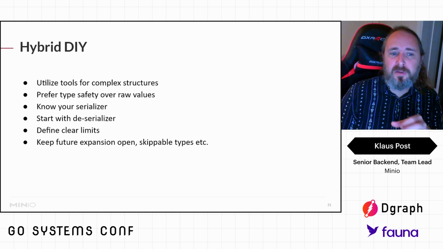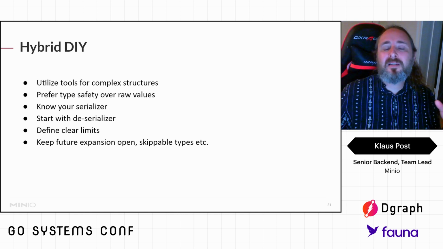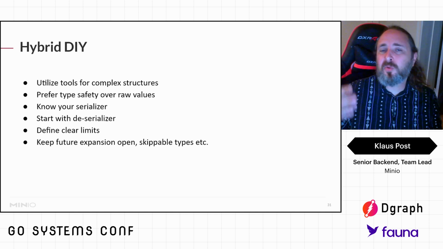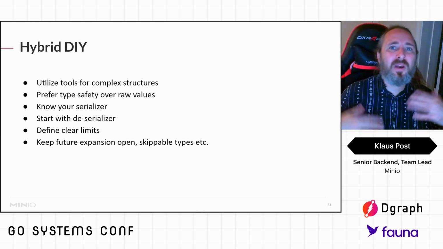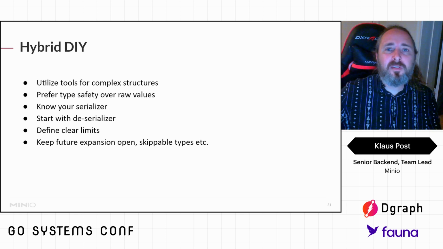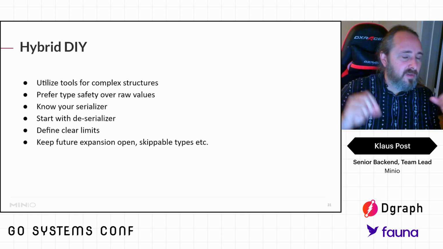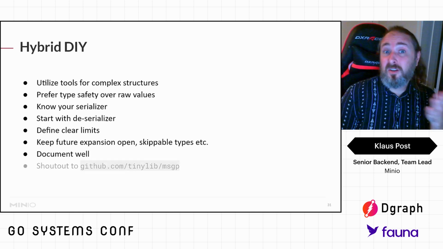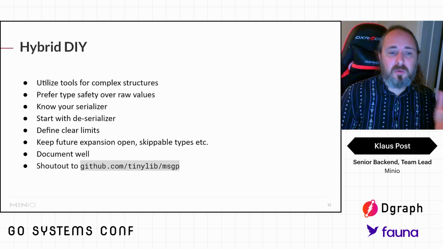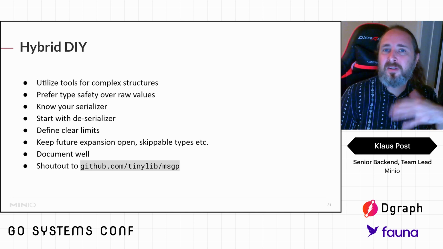Keep your options open for your future. Maybe add types that can be skipped, but you can define the types later. If you're adding blocks and you add a block type, have some of the types be skippable so it can be passed by previous versions without being unusable. Document well.